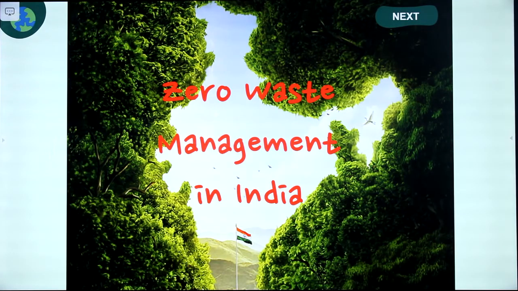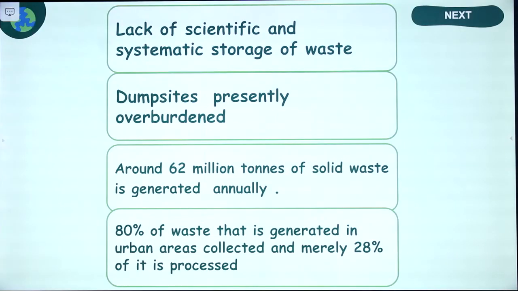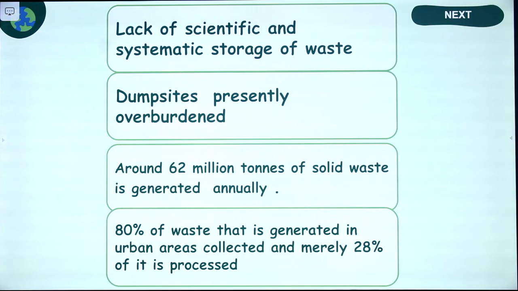Now we come to the topic of zero waste management in India. Looking at the situation of how India manages its waste, there is a bit of a concern. There is a lack of scientific and systematic storage of waste. Dump sites are presently overburdened. Around 62 million tons of solid waste is generated annually. 80% of the waste that is generated in urban areas is collected and merely 28% of it is processed.